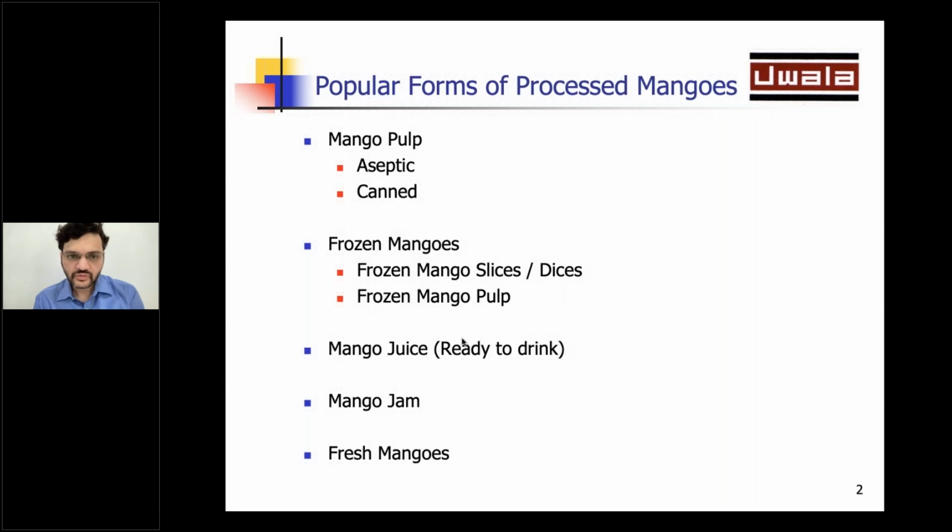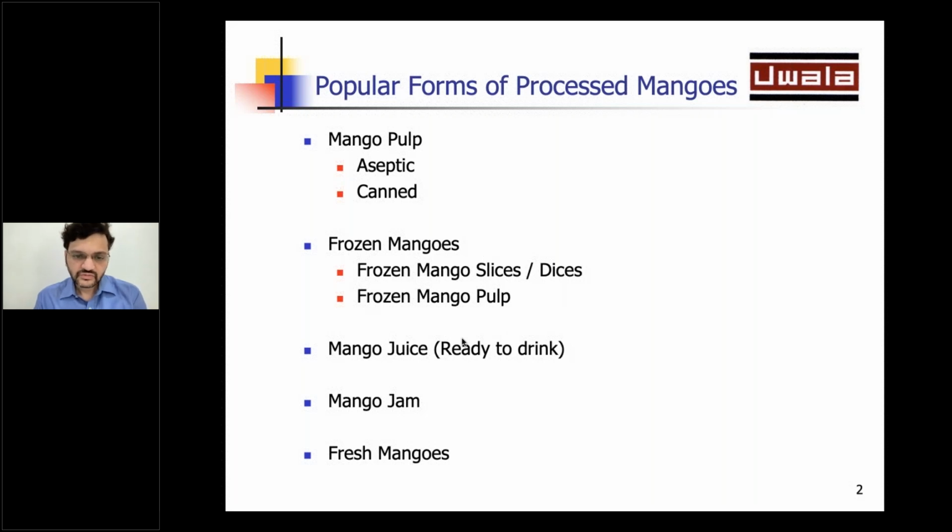The second most common form of processing mangoes is frozen mangoes. Again, in frozen mangoes, the two common types are frozen mango slices and frozen mango pulp. Most of these plants, which have fairly large processing capacity for mango pulp, almost all of them have now moved to processing mango in frozen form also, because globally, if there is one form of processing which is most widely accepted, it is freezing. It is the frozen form of the product.